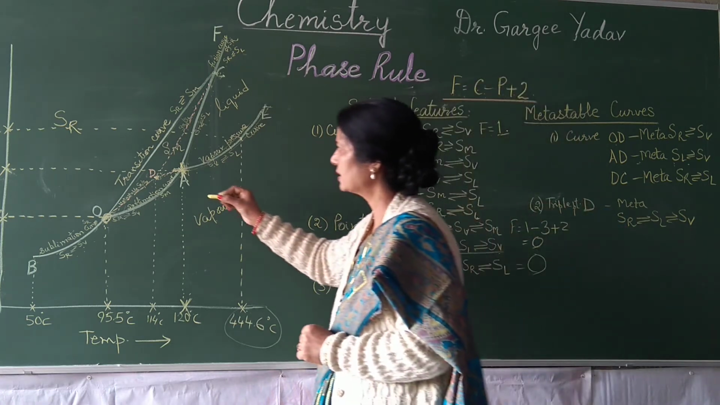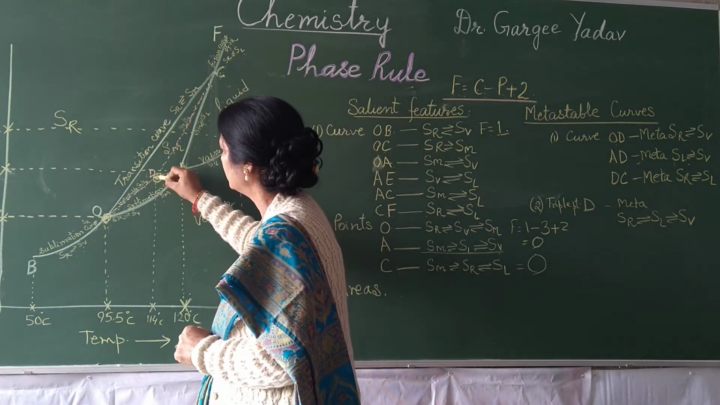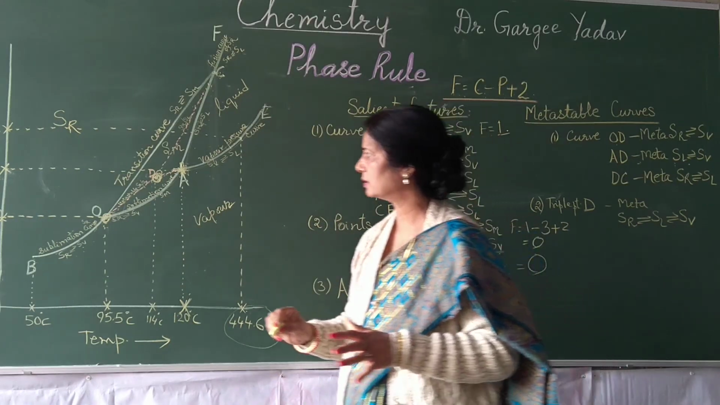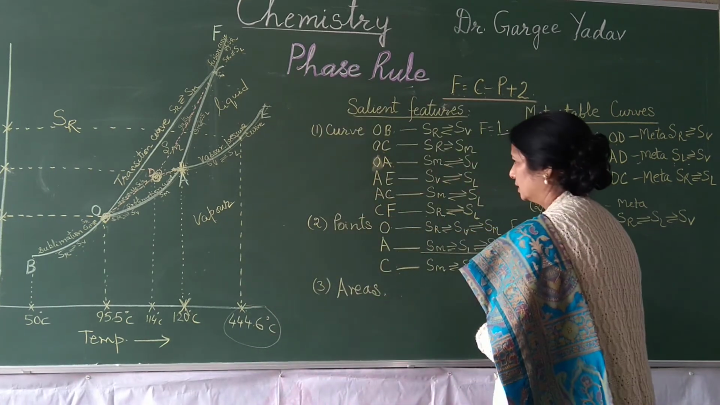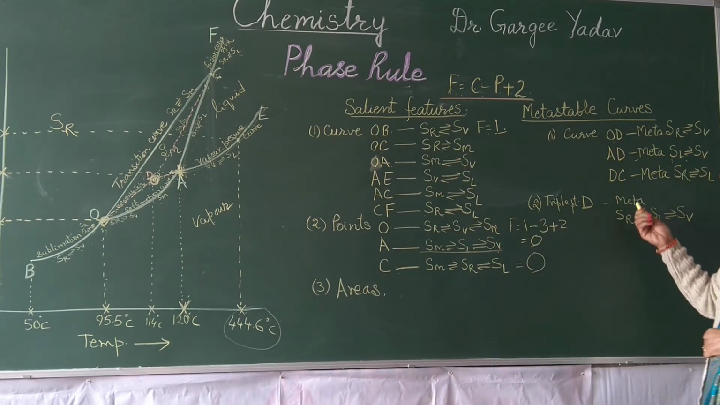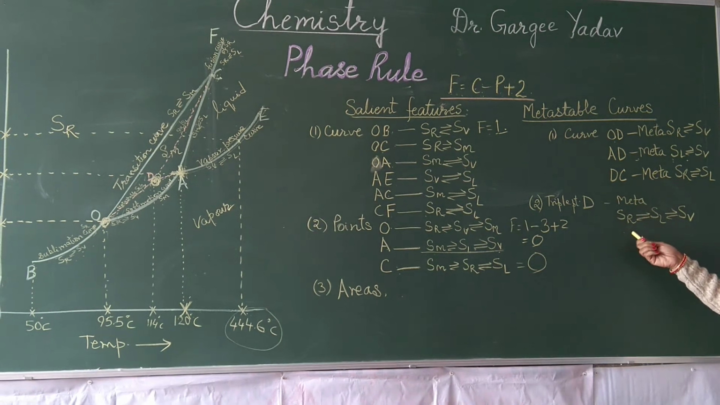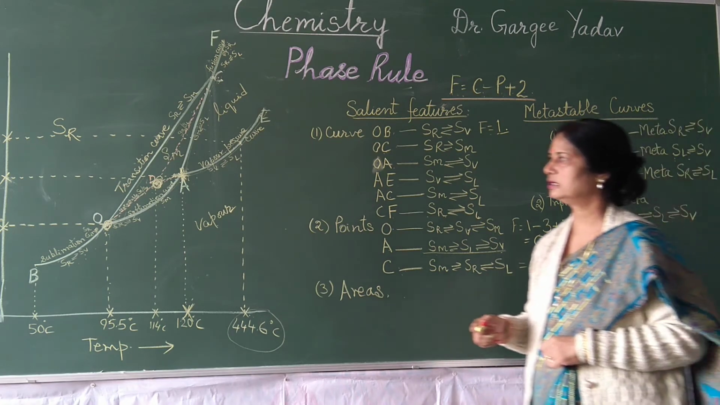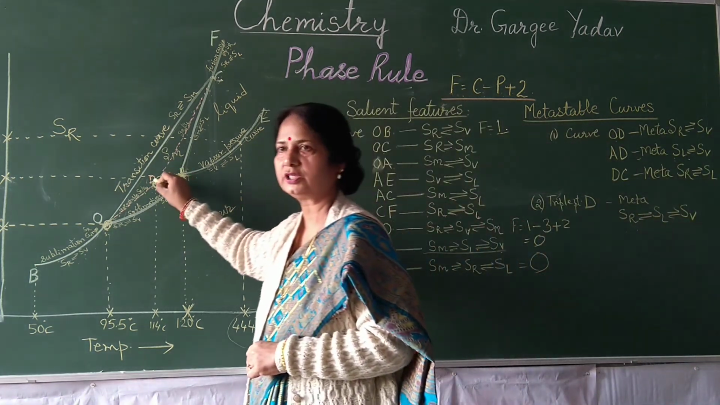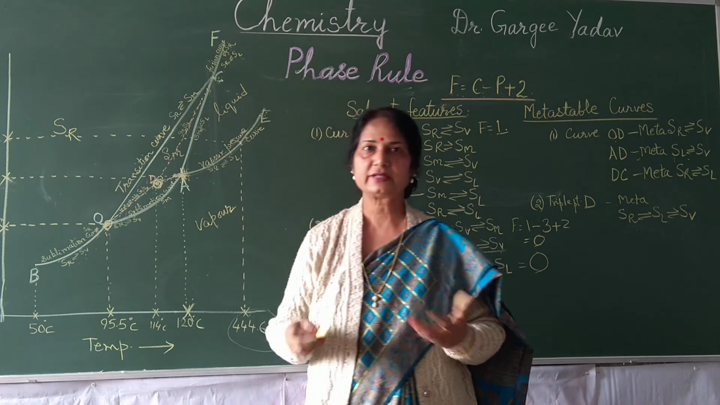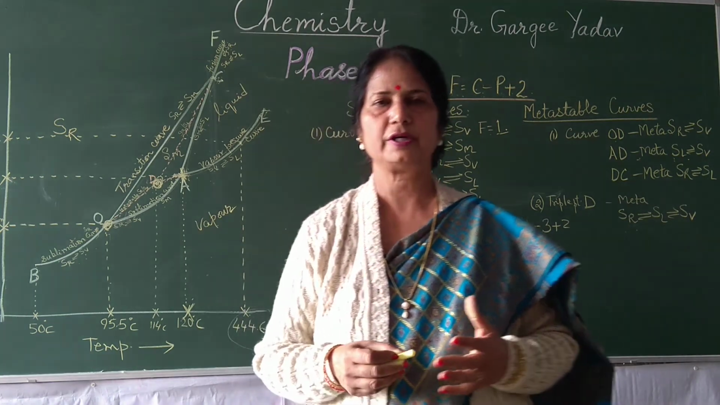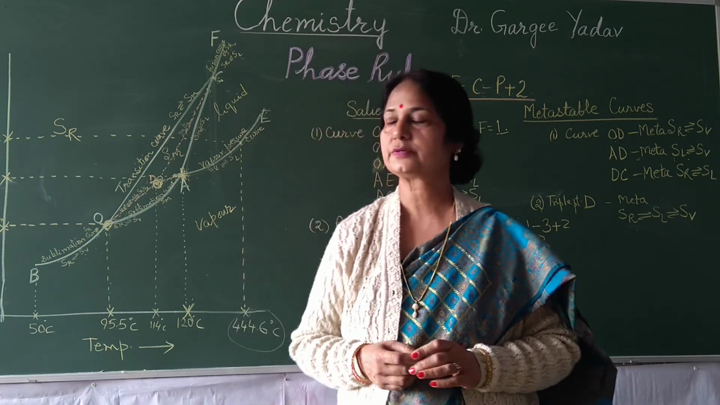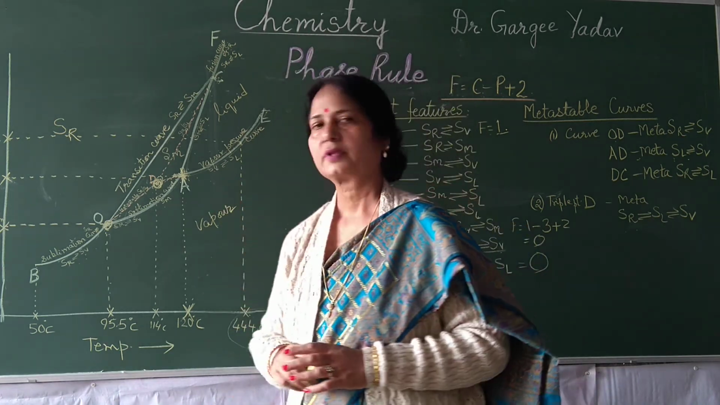Now let's come to the metastable triple point. This is the metastable triple point. Here the 3 phases are in metastable equilibrium with each other, and you can note these down also. The 3 metastable phases are the rhombic sulfur, liquid sulfur and the vapor sulfur. These 3 phases are in metastable equilibrium with each other at this point D. And as we have calculated earlier, the degree of freedom here will come out to be 0, meaning the system is non-variant at this point D.